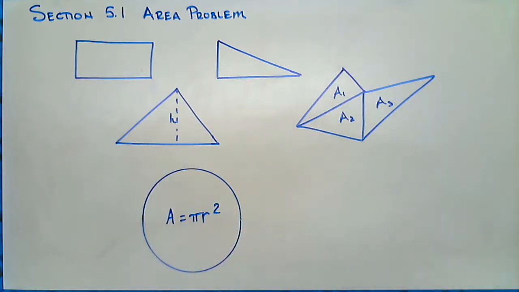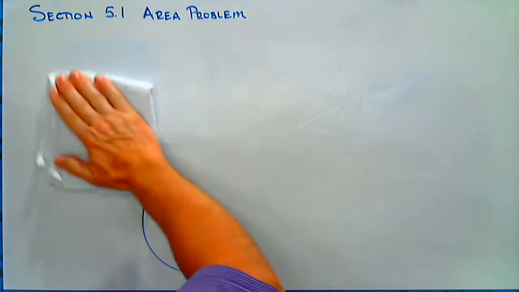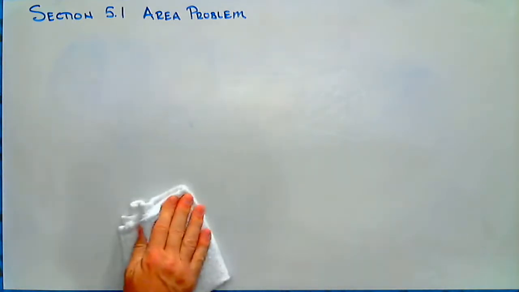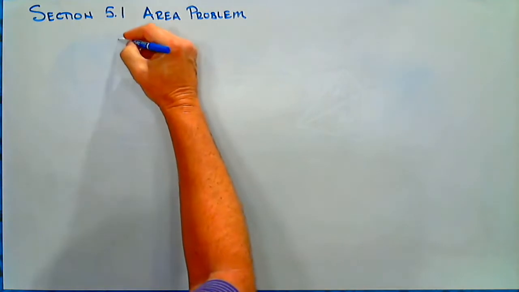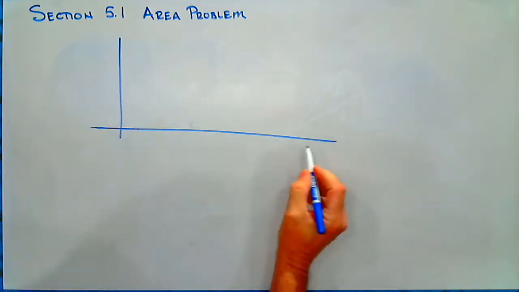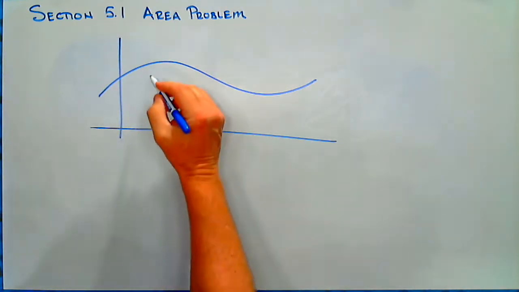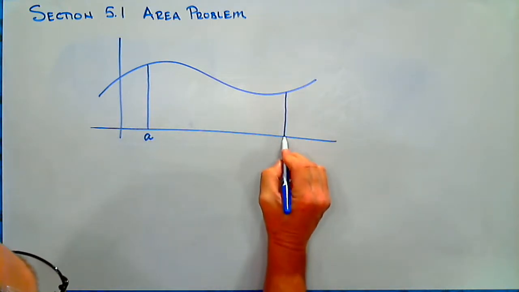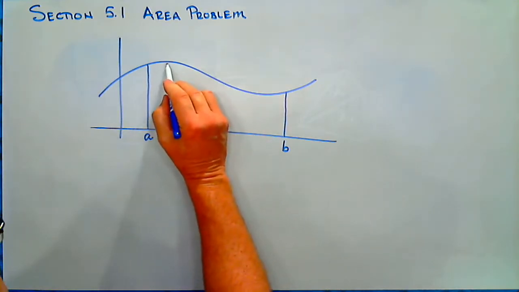But what happens if it's not a circle? What happens if the curve that we have to deal with doesn't look like the arc of a circle? If it's not the arc of a circle, what are we going to do then to find its area? And, let's make this look like a calculus problem. We'll just draw ourselves a function here. We have a function that goes like this. And we'll pick this edge, and we're going to call this A. And we're going to call this edge over here B. And we're going to want to find the area of this region right here.